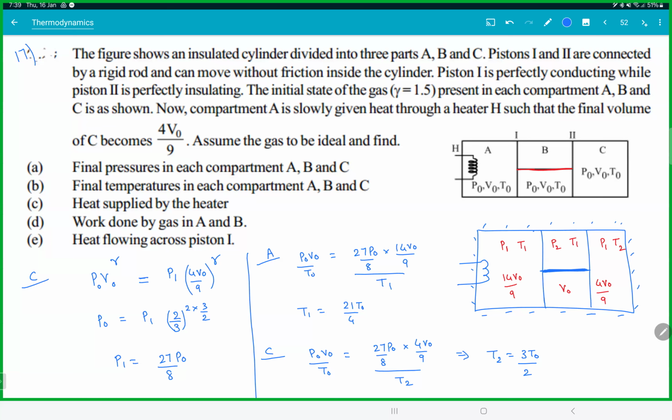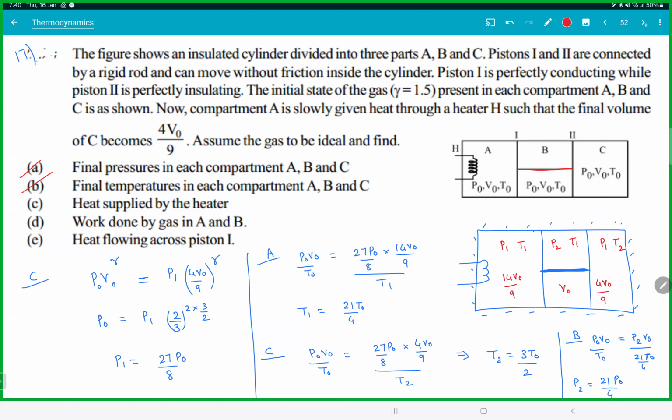What else do you need? I got P1, I got T1, T2 temperatures, I got everything. Now P2 was to be found. That you can take for compartment B. In compartment B, again same story. P naught V naught by T naught. So basically all mole conservation. P2 I don't know, that's what I want to find. Volume will remain the same. Temperature is T1, which was 21 T naught by 4. So P2 would be 21 P naught by 4. There, pressures have come everywhere. A and B I got.